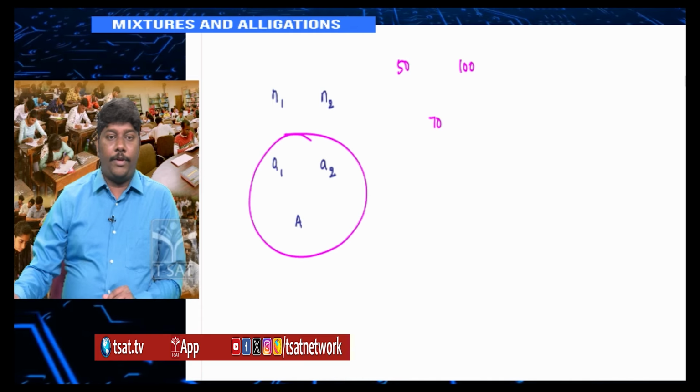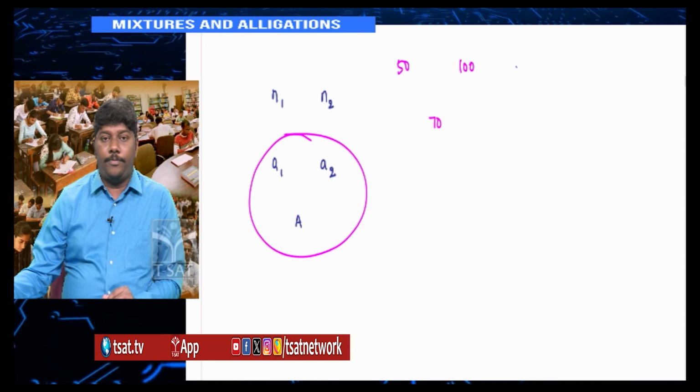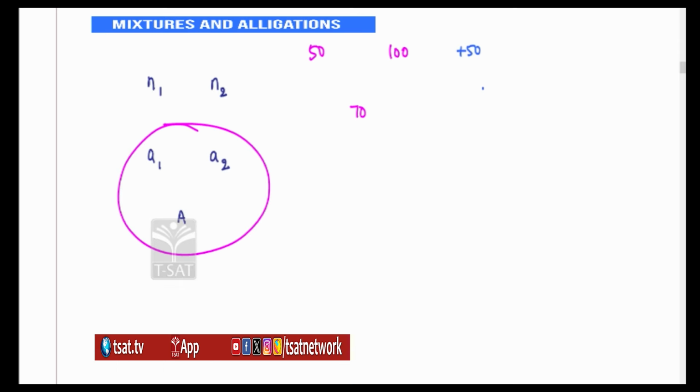Suppose I add 50 to every value, it becomes 100, 150, then 120. Has the ratio changed? This is 30, 20 only. So 3:2 only, the ratio 30:20, 3:2 only. I am adding a value to every number, A1, A2, capital A. It's not changed. You can add, you can subtract, you can divide and you can multiply. You can check. By adding, subtraction, multiplication, division, the ratio will never change. The ratio remains the same.